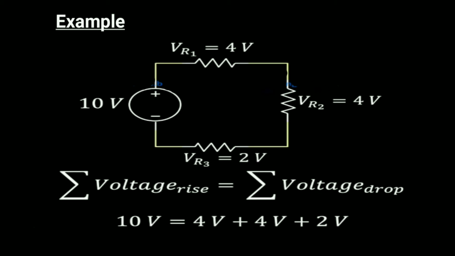It will be more clear with an example. See this figure having a 10 volt source voltage, and resistor voltage VR1 is equal to 4 volt, VR2 is equal to 4 volt and VR3 is equal to 2 volt. All the resistors are connected in series with the source voltage. Apply KVL. The sum of voltage rises is equal to the sum of voltage drops. 10 volt is equal to 4 volt plus 4 volt plus 2 volt.